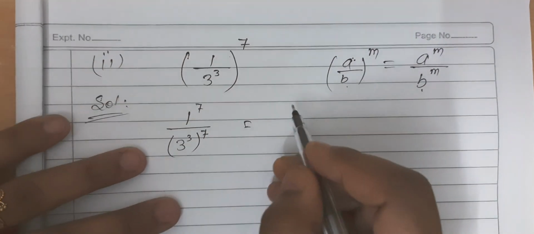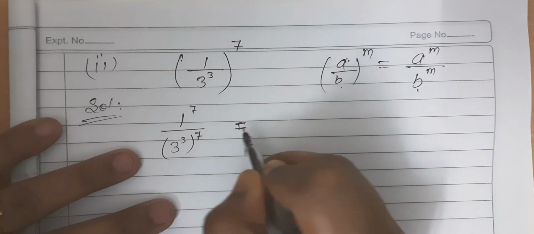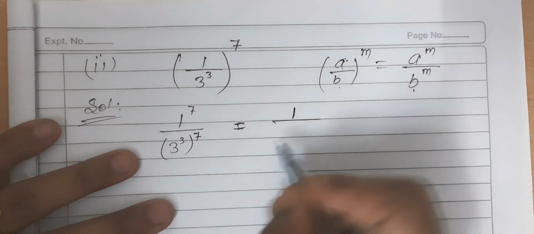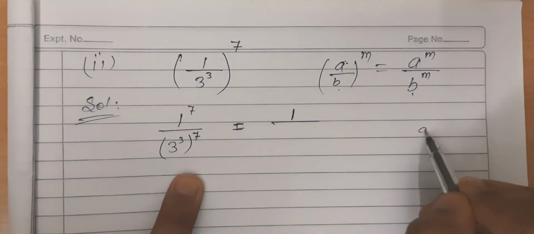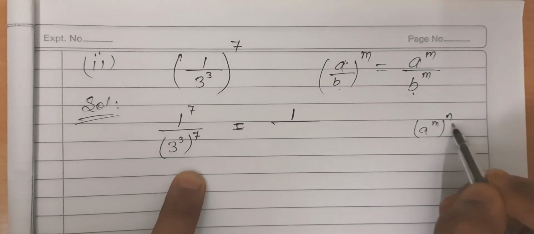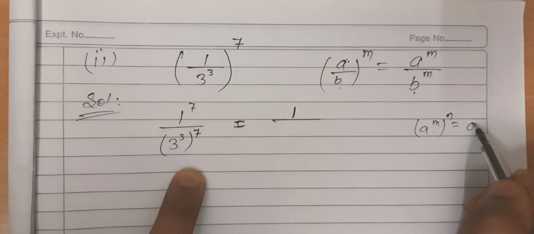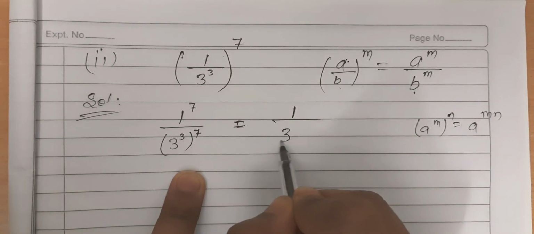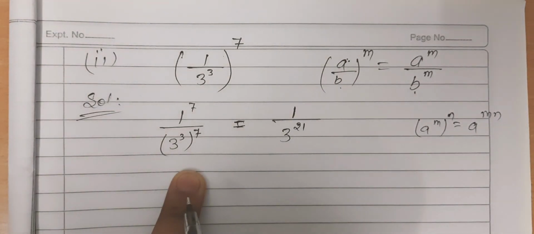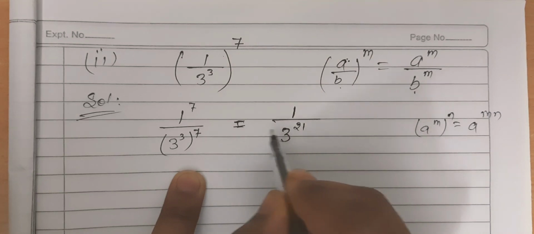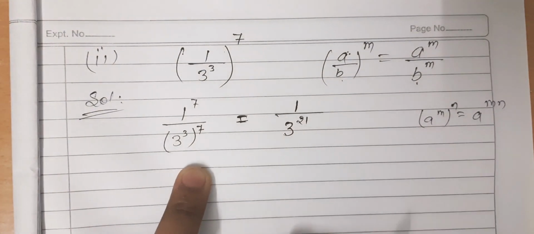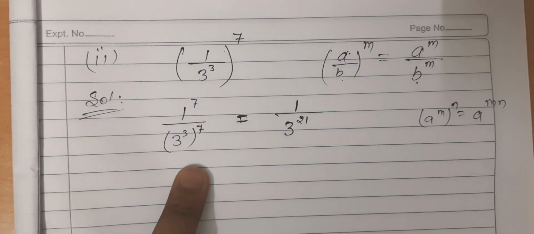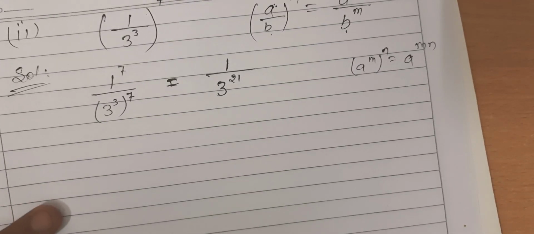1 raised to the power of any term is 1 only, and here by using the law a raised to the power m raised to the power n, then a raised to the power mn, we'll get 3 raised to the power 21. Okay, so the answer is 1 by 3 raised to the power 21.